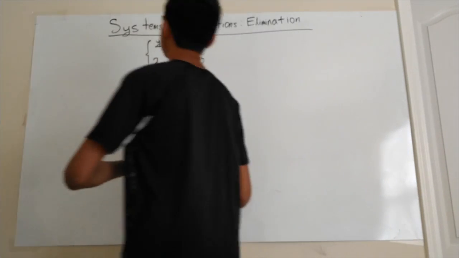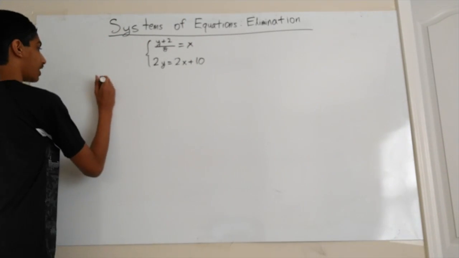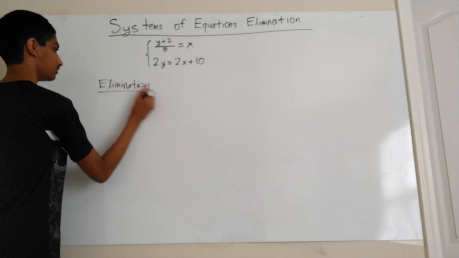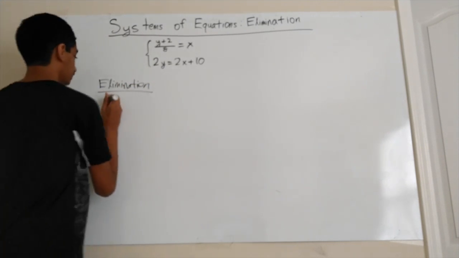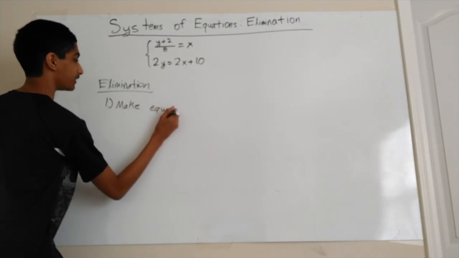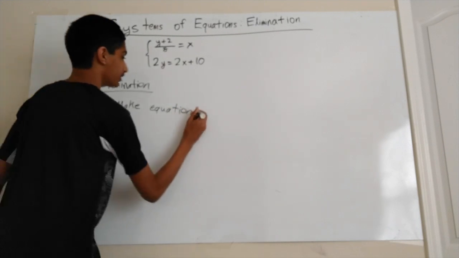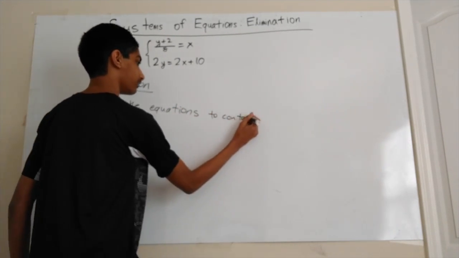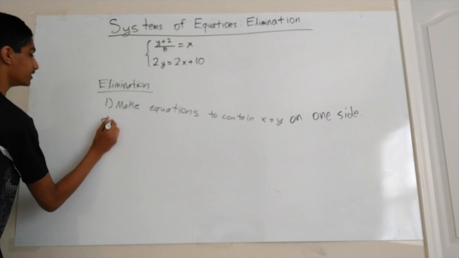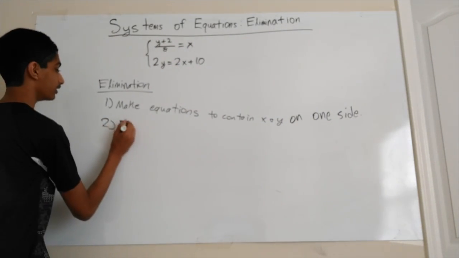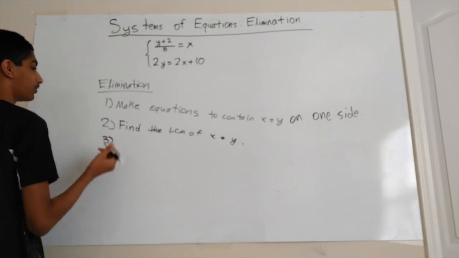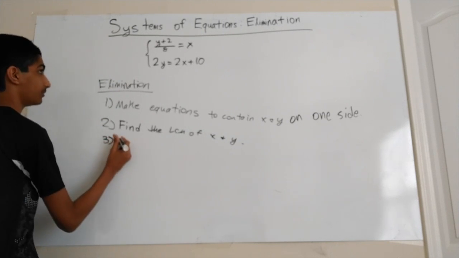Okay, so to do elimination using systems of equations, we first have to understand the steps. So elimination, what we want to do first is make the equations in terms of x and y. Like put x and y on one side. Second, what we want to do is find the LCM of x and y, least common multiple. Third, we multiply by the LCM, or the least common multiple.